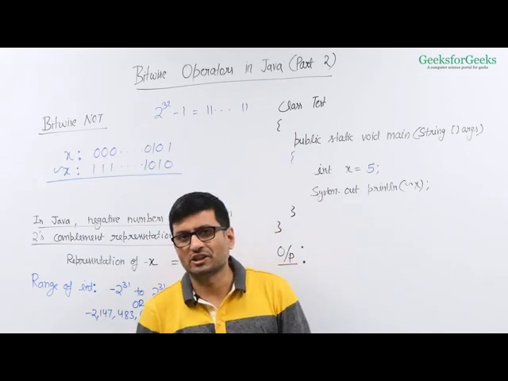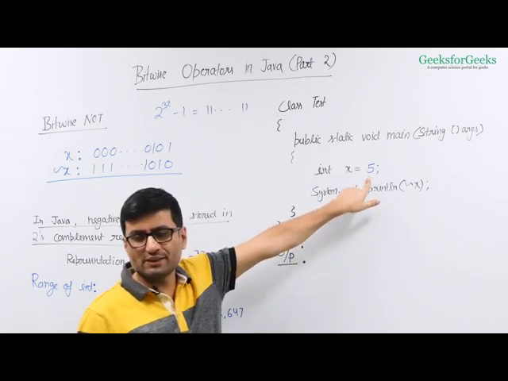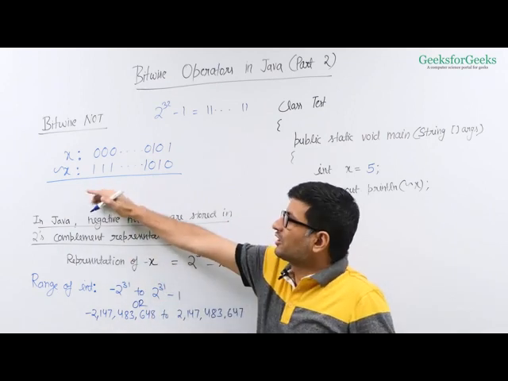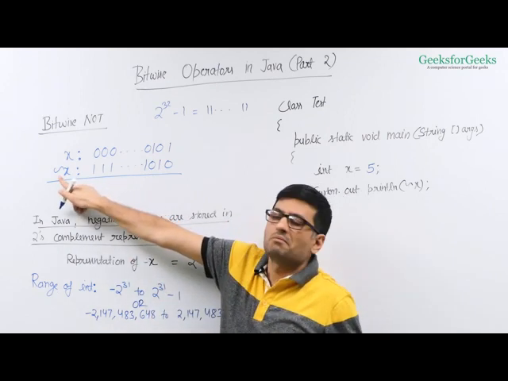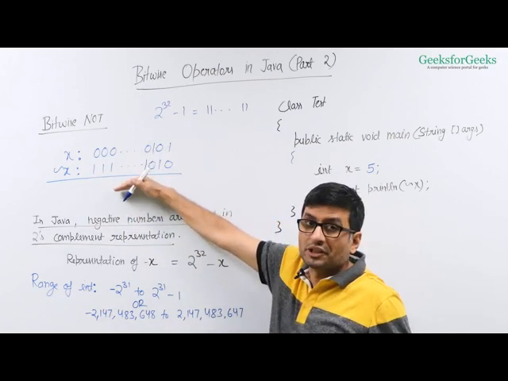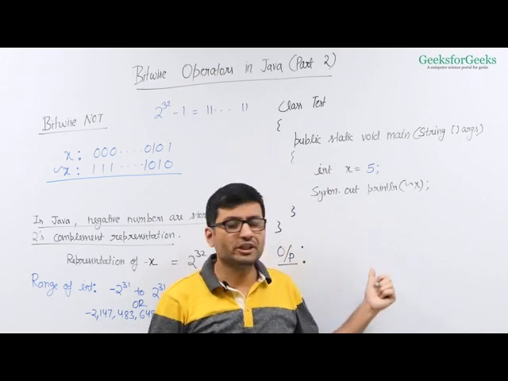Let's do an exercise now. Let's try to guess the output for this program. I've changed x from 1 to 5. I've written the result of not x. I've just simply written the binary representation. You need to guess the decimal value of this. What will you get as an output on the screen?